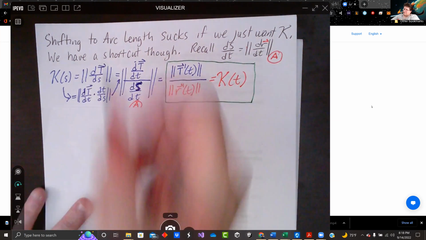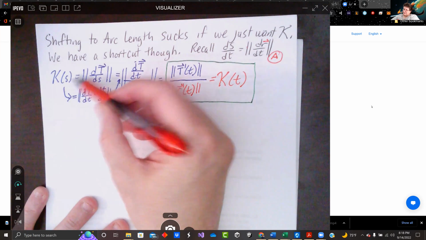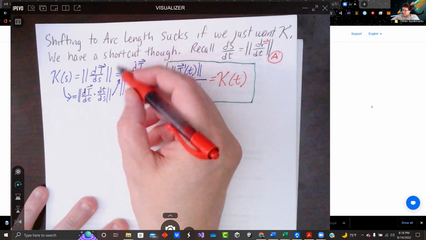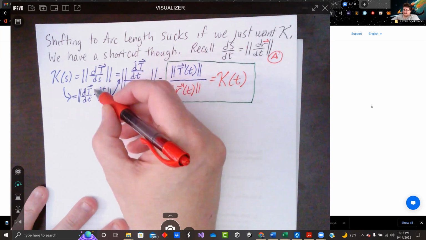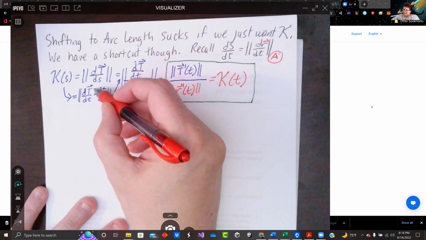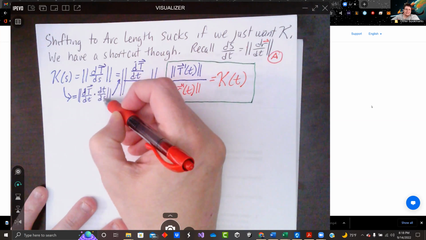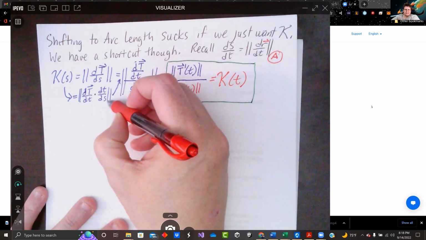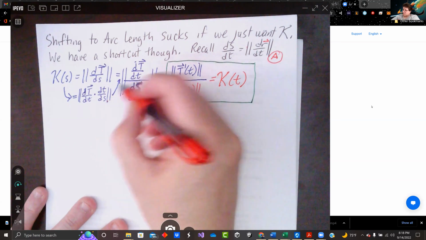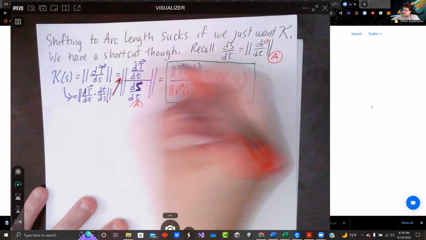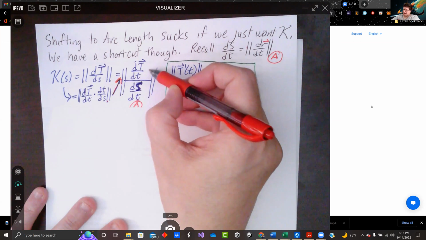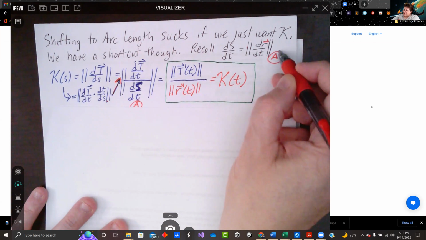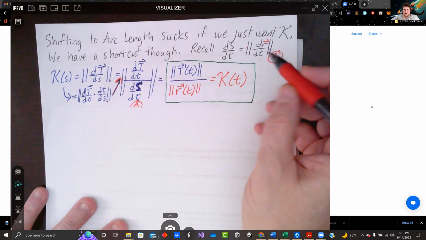So if I treat kappa of s, we had earlier said it's the magnitude of dT/ds. I can rewrite dT/ds as dT/dt times dt/ds. And instead of multiplying by dt/ds, I can divide by the reciprocal. So now I've got dT/dt divided by ds/dt. And we just got done reminding you up here that ds/dt is the magnitude of dr/dt.